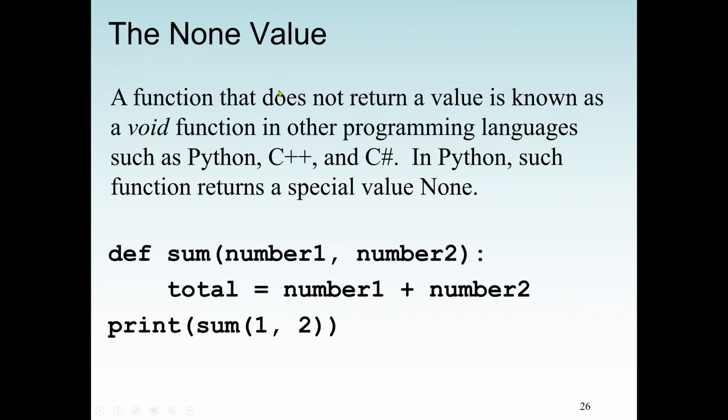So as we said, a function that does not return a value is known as a void function. As we said earlier, in other programming languages such as C++ and C# it is called void, but in Python, such a function returns a special value, None. So here we have a function named sum, which takes two arguments, num1 and num2, and then adds the two values. When it finishes, we print the result. So this function does not return a value, it rather prints it.